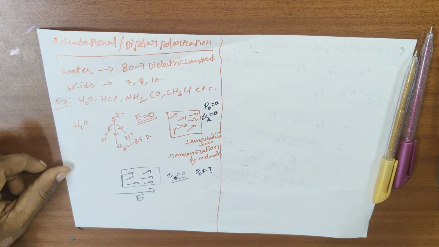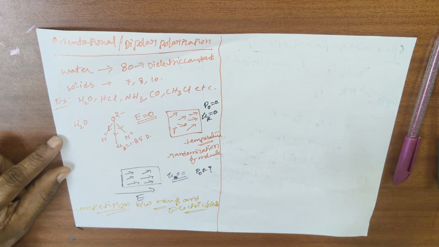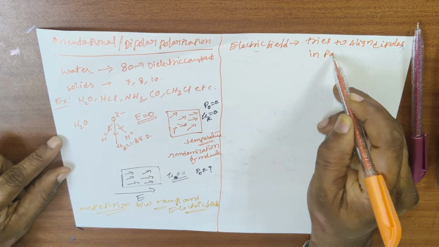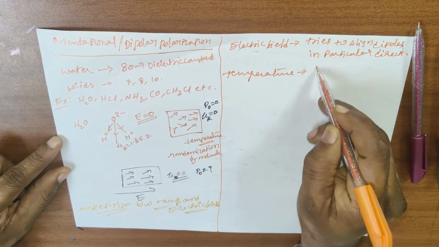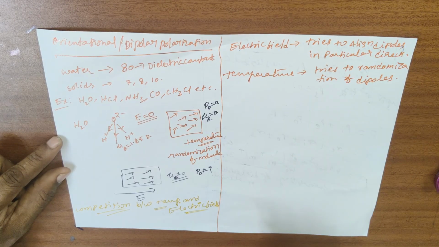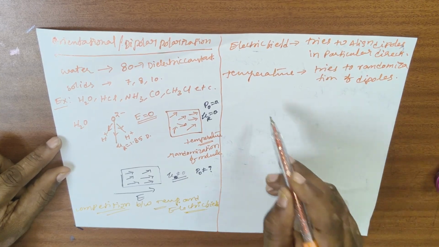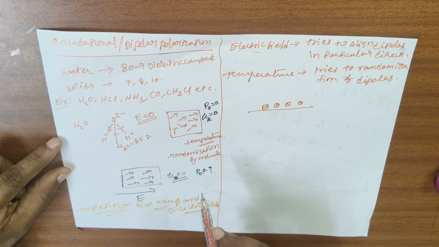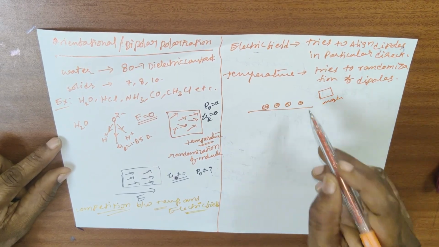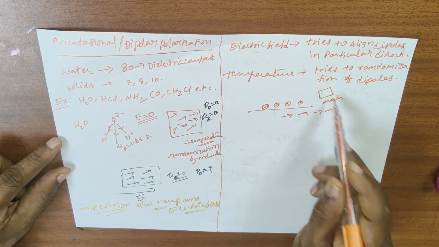Here we should know the competition between temperature and electric field. The electric field tries to align dipoles in a particular direction. Temperature tries to randomize the dipoles. This is exactly like the compass needle example. Many small compass needles are placed on a table, scattered randomly. Bring a magnet near the table. What happens now? These needles will align in a particular direction because of the magnetic field.